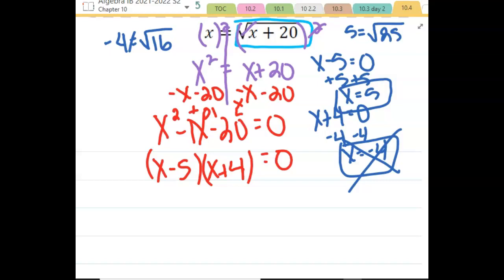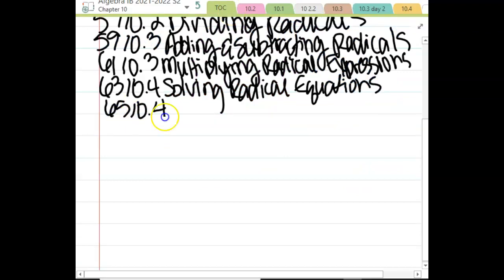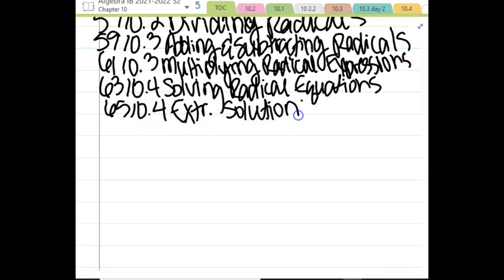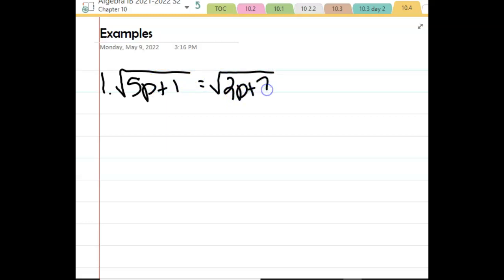Okay, so that's what we're going to be working on today. Okay, let's get this glued into page 65, section 10.4, and this is extraneous solutions. All right, so number one, the first few look a little different than the ones that we did on the left-hand side of your notes. Number one says the square root of 5p plus 1 equals the square root of 2p plus 7.